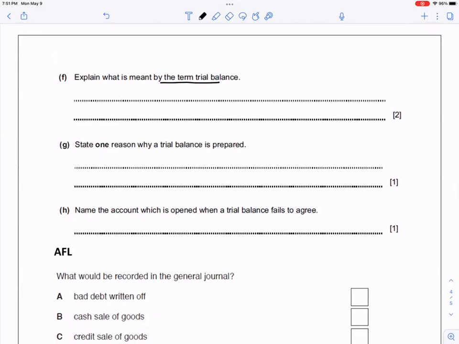Trial balance is the statement of account where you. It is a statement, it is not a statement of account. It is a statement which has balances of assets and liabilities accounts. Okay.